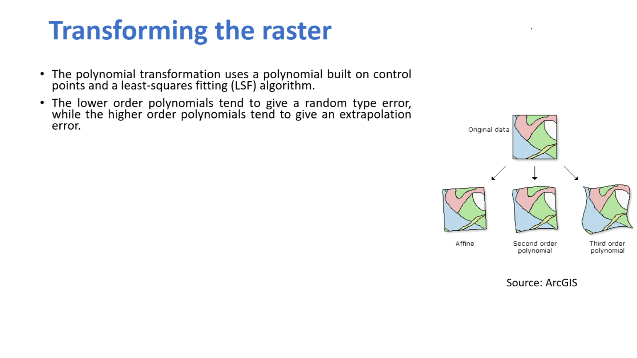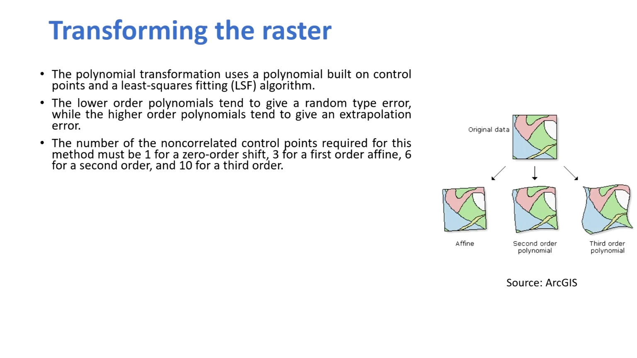The lower order polynomial tends to give a random type of error, while the higher order polynomial tends to give an extrapolation error. That means that if you want to simply rotate or displace your image slightly, in that case you can apply the lower order polynomial equations, for example the zero order polynomial equations or the first order polynomial equations. And if your image is distorting while doing the coordinate transformation, in that case you have to apply the higher order polynomial equations to do the coordinate transformation and georeferencing.